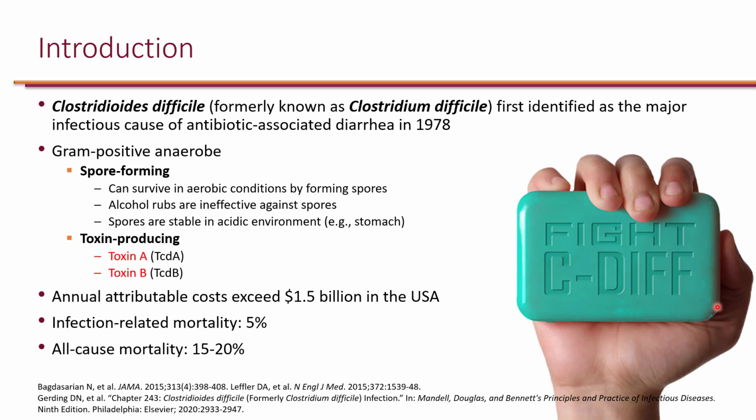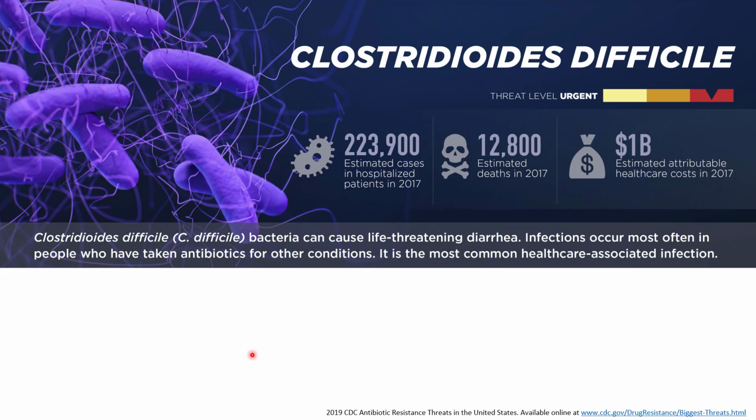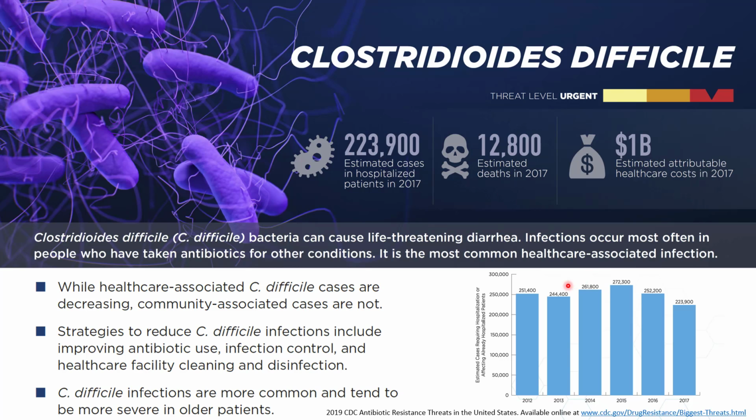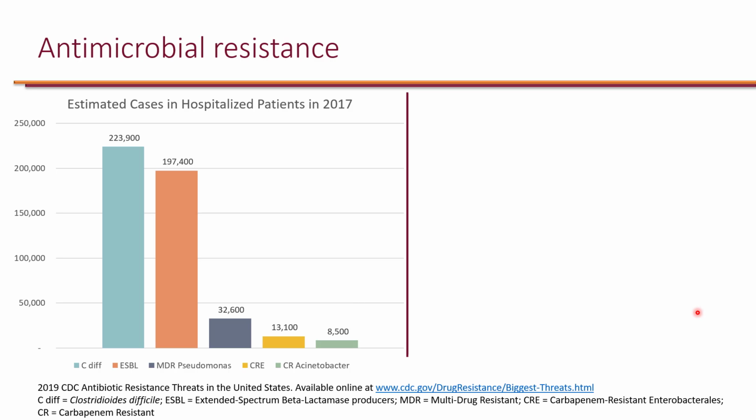C. diff infection is extremely important because it is attributed to extreme healthcare costs, as well as 5% infection-related mortality and 15 to 20% all-cause mortality. In fact, the CDC has classified C. diff as an urgent level of threat because of its prevalence and associated death. Although the rate of C. diff has been going down in recent years thanks to antimicrobial stewardship efforts, the annual cases requiring hospitalization are still in excess of 200,000.